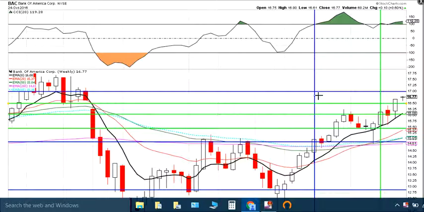So that's all for today. This is Bank of America. It's a buy or a hold if you still own it till about, I would say, $16.80 and $17. You can sell 50% at $16.80 and wait it out till $17, but that's completely up to you.